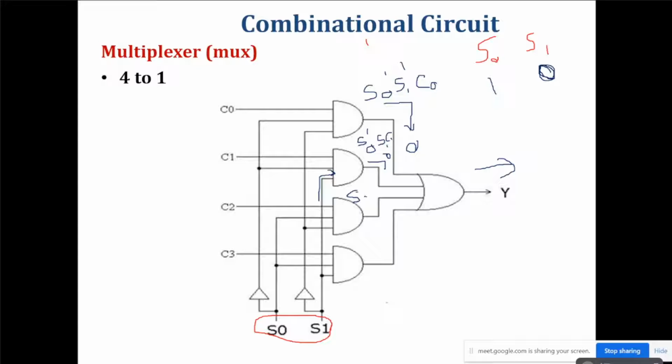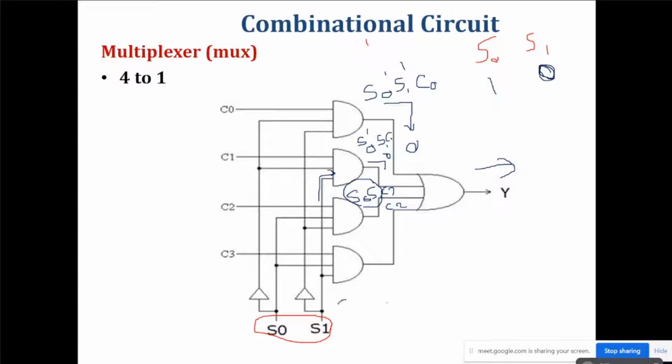S0 and S1 dash C2. So again values of these things will be 1. So here the output of third gate will be C2. What about the fourth one?